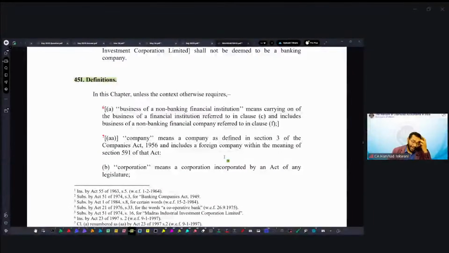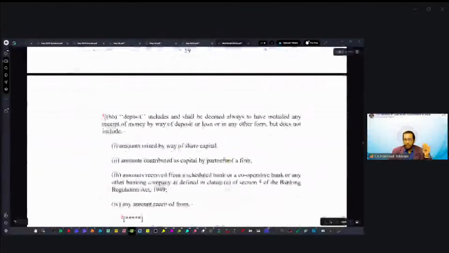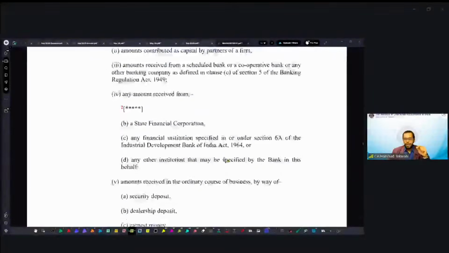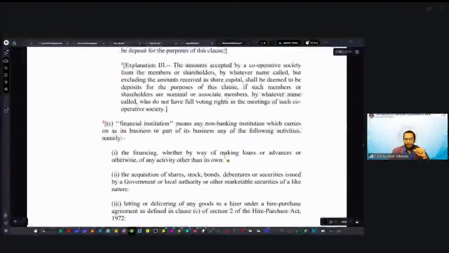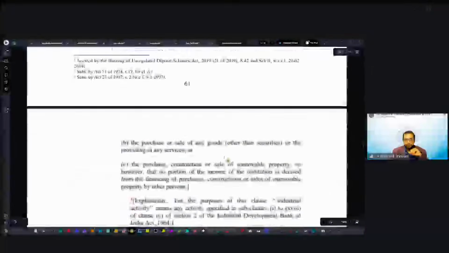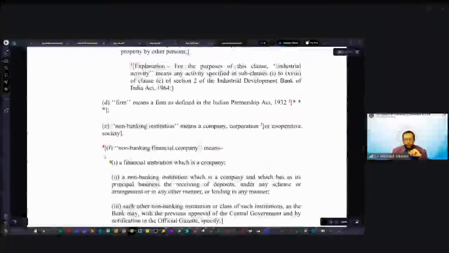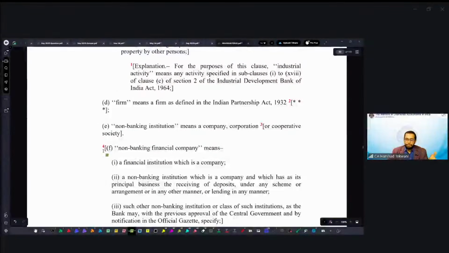Now 45I has multiple definitions. The first definition we need to understand is under section 45I, subsection F, which is non-banking financial company, NBFC. So the primary definition of NBFC is in 45I subsection F.